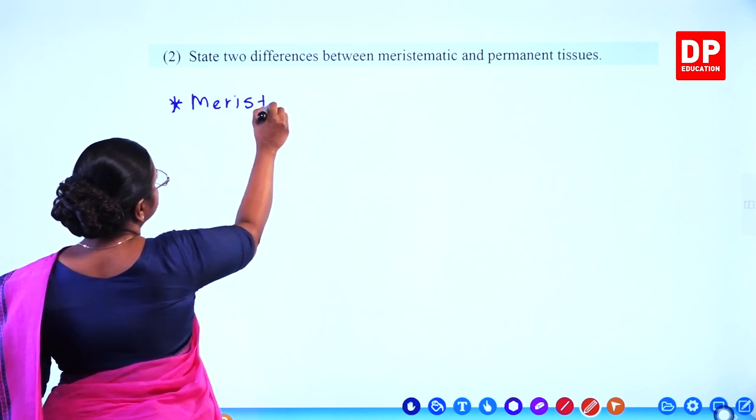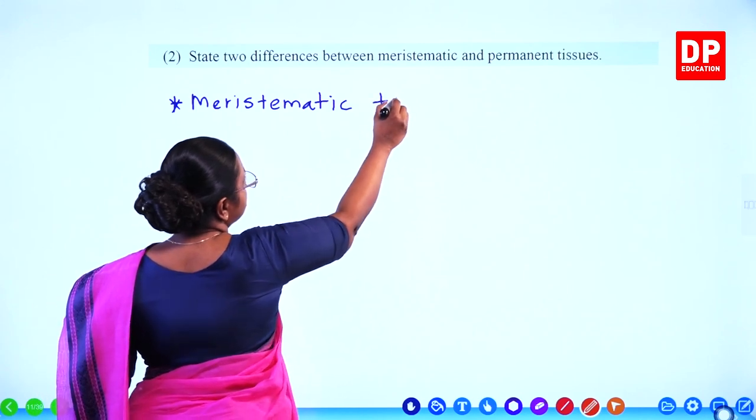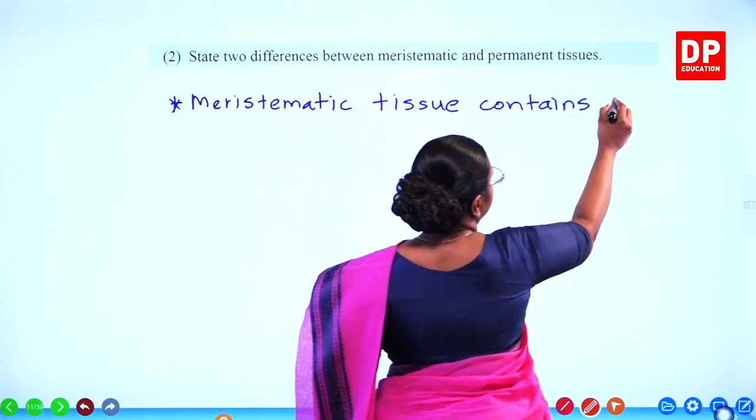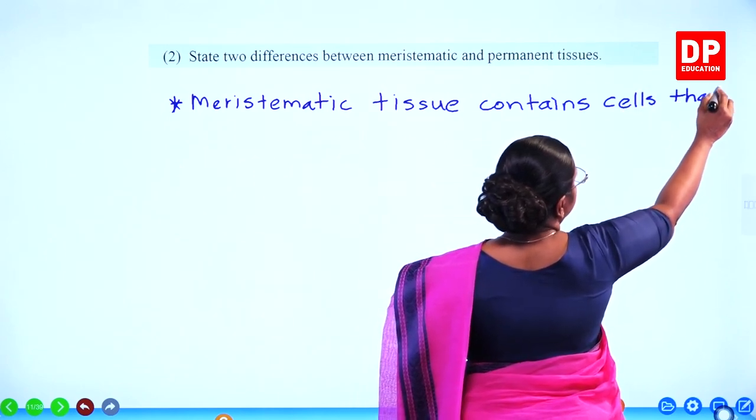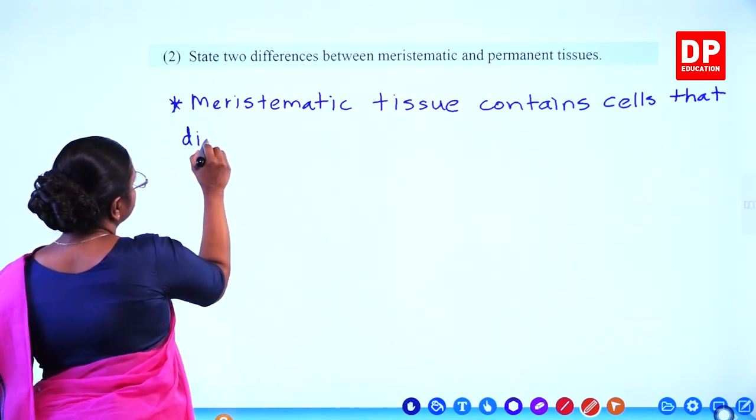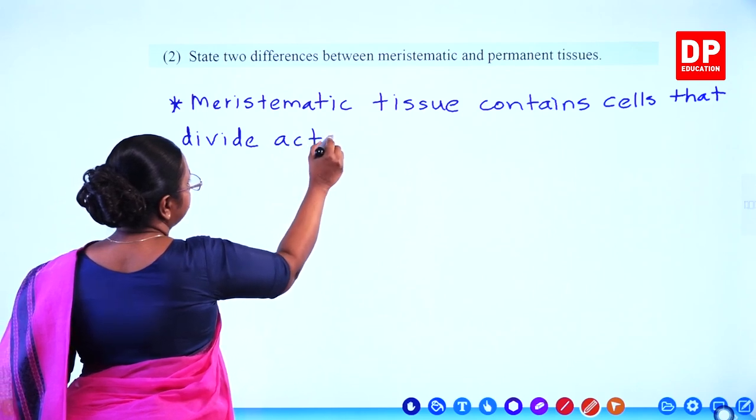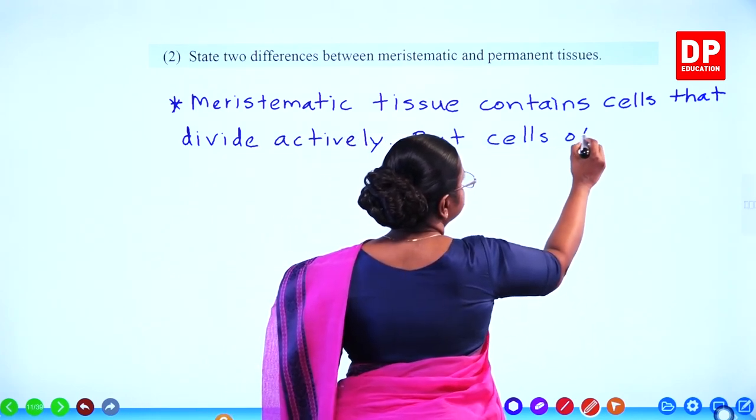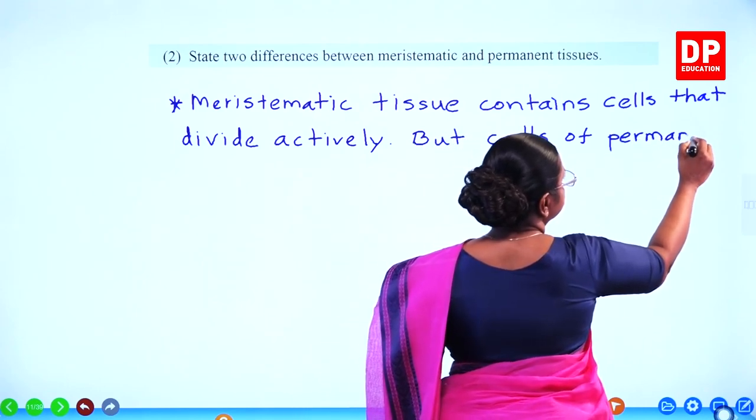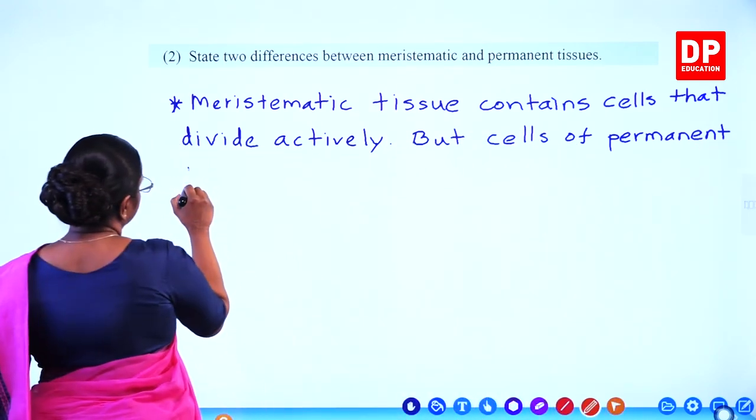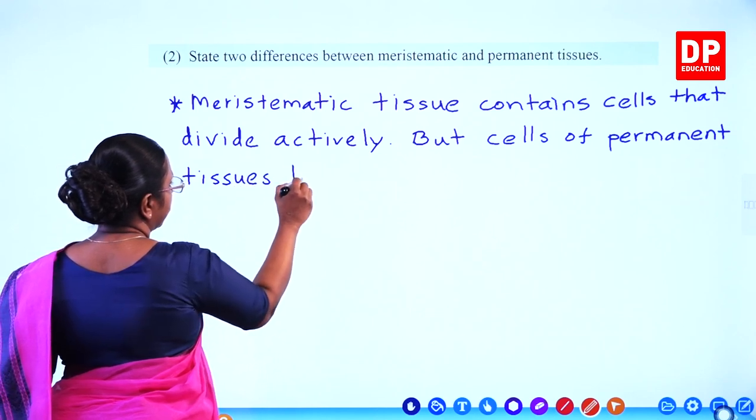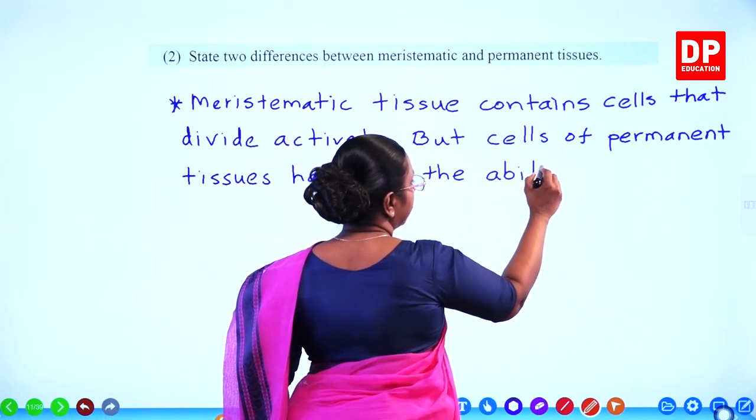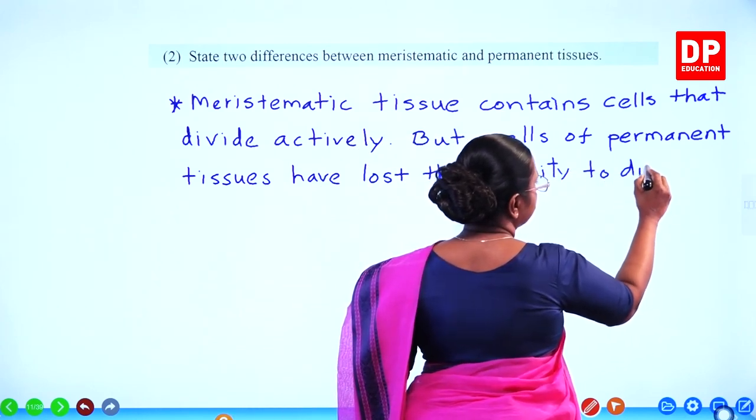Meristematic tissue contains cells that divide actively, but cells of permanent tissues have lost the ability to divide.